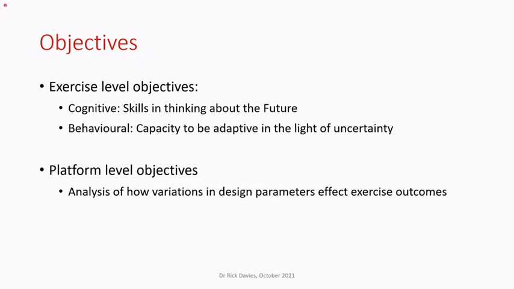So in summary, what are the objectives of this whole platform? There are two levels of objectives here. One is what you might call exercise level objectives. And here we've got cognitive objectives, which relate to futures literacy, increasing people's skills to think about the future. And we've got behavioral level objectives, which is enabling organizations to be more adaptive in the light of uncertainty.